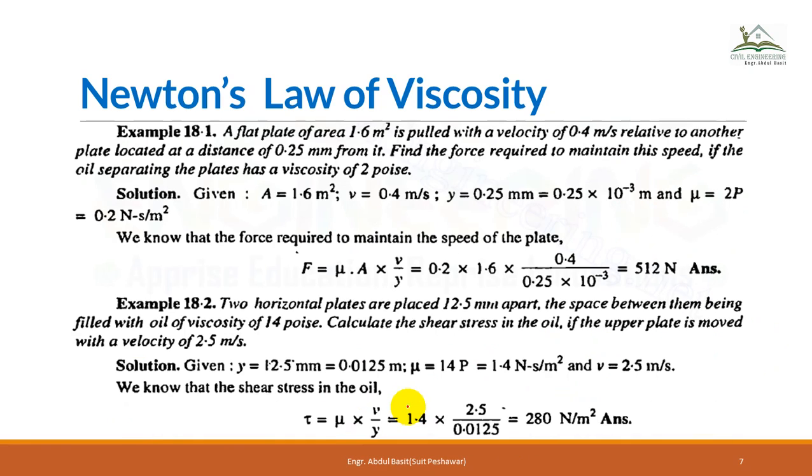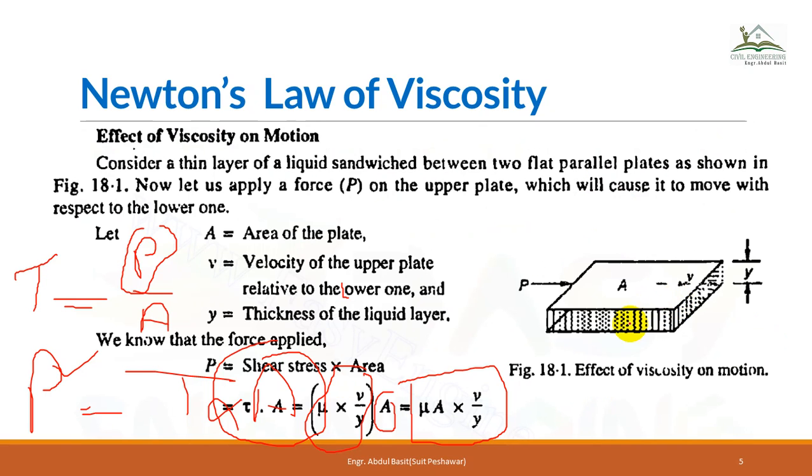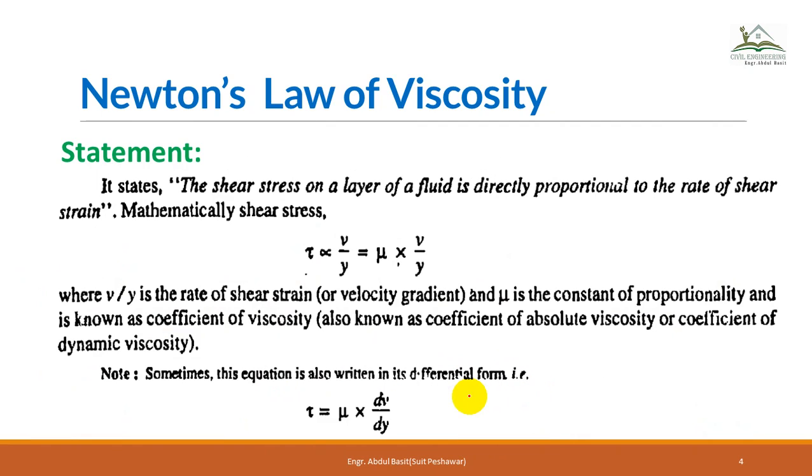Okay, so let's discuss some numericals on this. Here you have got the units as well, and you have found the mathematical form as well. And this is the statement that the shear stress on a layer of a fluid is directly proportional to the rate of shear strain. So the rate of shear strain is that change, or you can say deformation in the shape.